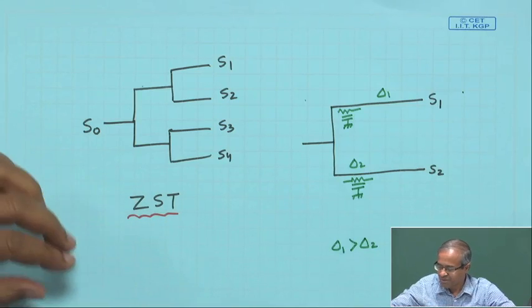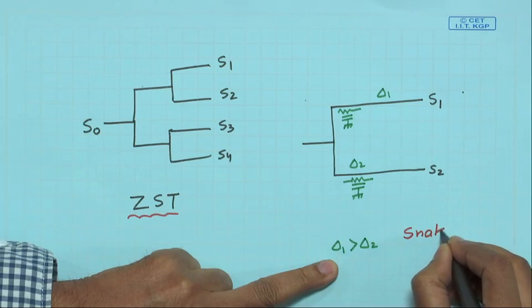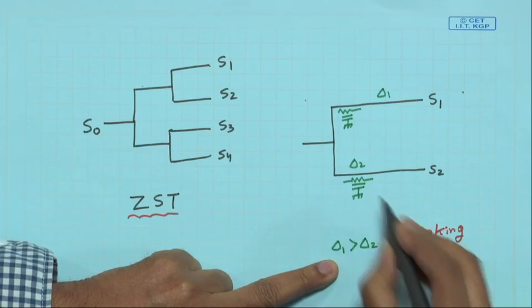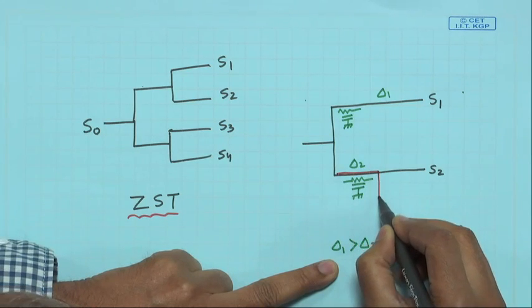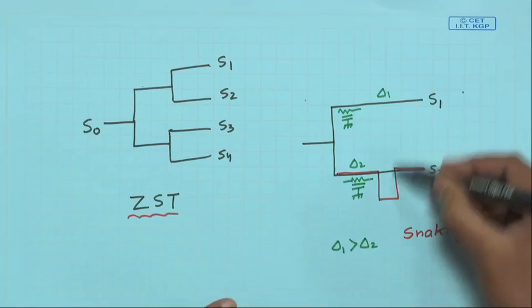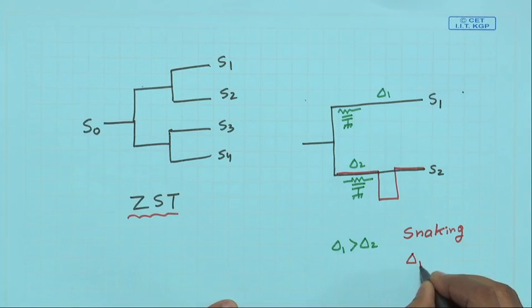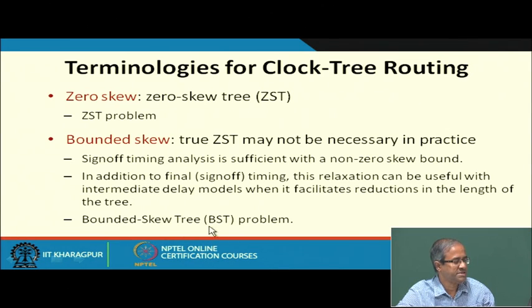So for that purpose, to equalize, sometimes we may have to do something called snaking. This is a term which is used, which means instead of laying this wire like this, maybe you will be laying it like this, to make this wire length longer, so as to match the two delays, try to make delta 1 and delta 2 approximately equal, right. Fine. So here the problem with bounded skew is sometimes referred to as the BST or bounded skew tree problem.